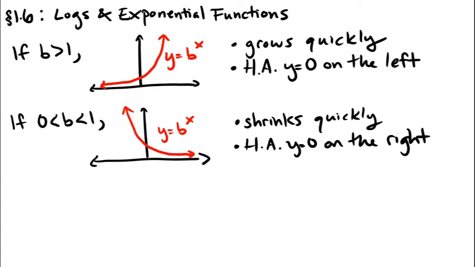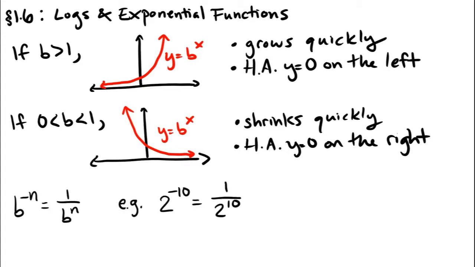The key exponential rule here is b to the minus n is 1 over b to the n. For example, 2 to the minus 10 is 1 over 2 to the 10. 2 to the 10 is about 1,000, so that means 2 to the minus 10 is about 1 in 1,000, 0.001. So we can see here why, for 2 to the x, you get that horizontal asymptote y equals 0 on the left.